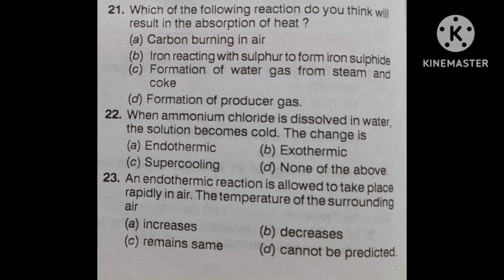Simply it is written that this 2HgO solid on decomposition gives 2Hg liquid plus O2, minus 181.6 kilojoule. It means this heat is required. For decomposition, heat is required. That's why it is endothermic. Okay, this is a good question.